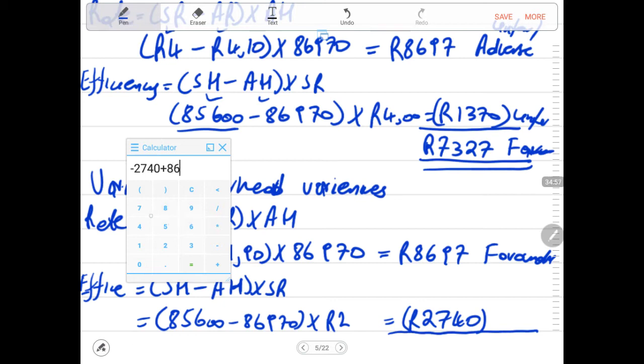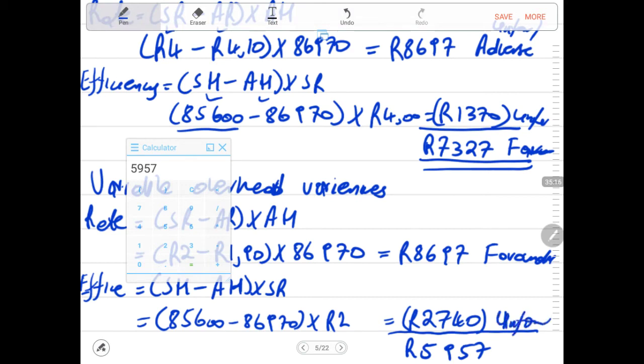Plus 8,697. This will be 5,957. Remember, this is unfavorable or adverse variance. The net will be favorable because the variance which is bigger is favorable, and the one that is unfavorable, it's a small amount.